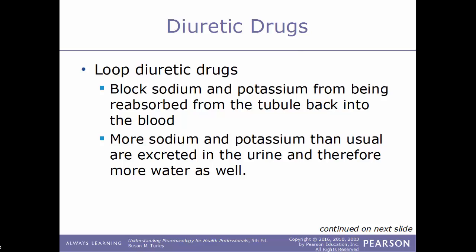Now, the actions of this category of diuretics are similar to the thiazides. They block sodium and potassium from being reabsorbed from the renal tubule back into the blood, but even more sodium and even more potassium than usual is excreted into the urine. And also, a lot more excess water is excreted into the urine. So these are another type of potassium wasting drugs. And these are a lot stronger and waste more potassium than the thiazides do.